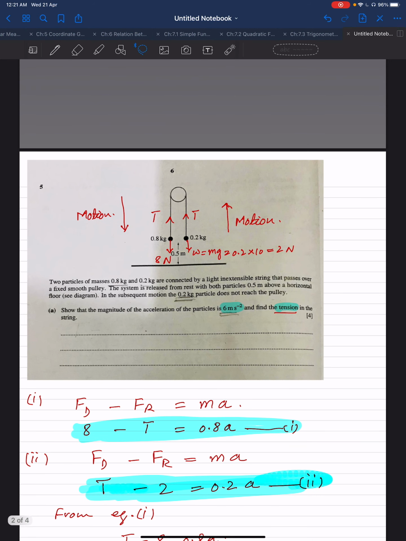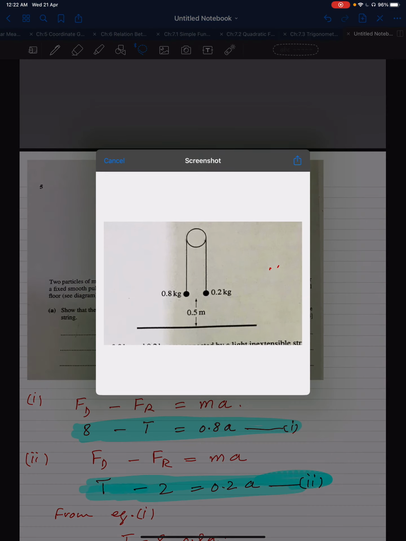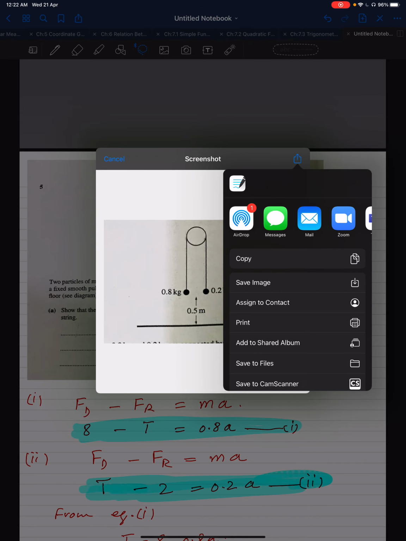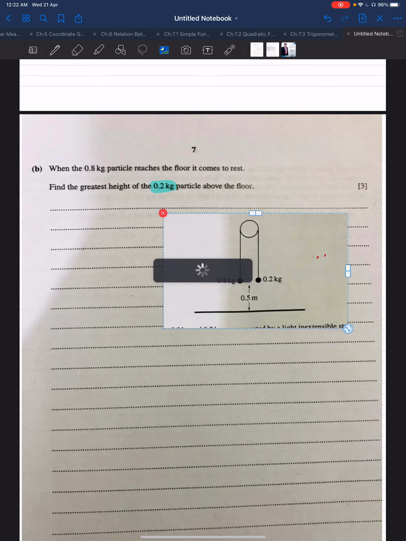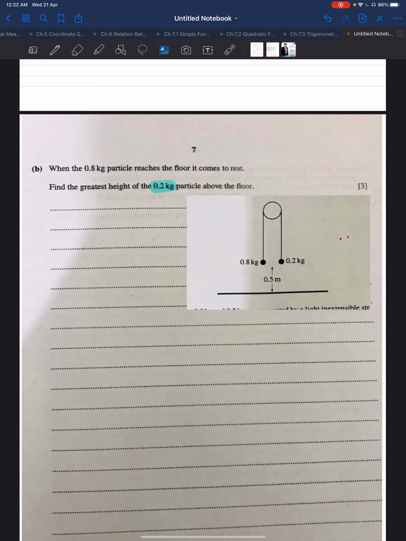Okay, let me copy down this one so that I can use it over there as well. I need the diagram, so I have to come back again and again for it. I have copied it down here. When this hits the ground, it travels 0.5 meter, and the other one goes 0.5 meter above, right?